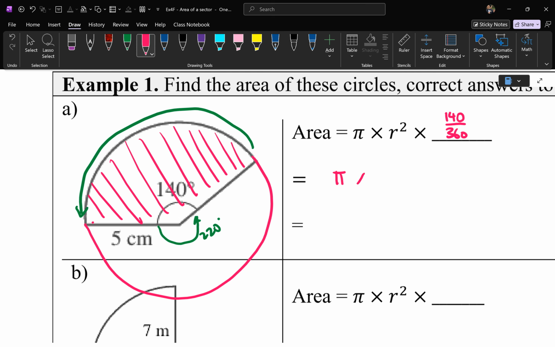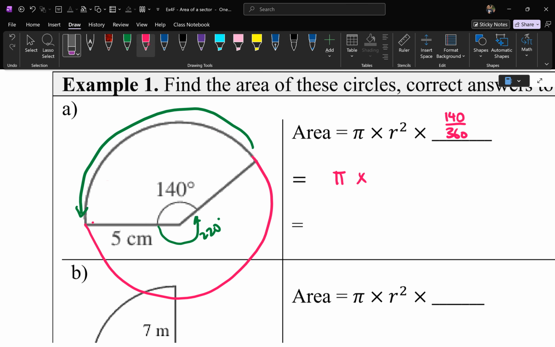Let's write it out. Pi times, what's my radius in this case? 5, very good. It's clearly 5. From here to here is 5. So it's 5 squared times 140 over 360. And then we type that in our calculator. Okay, and that should give us the area of the partial circle. So the part that we want. We only want 140 of it.